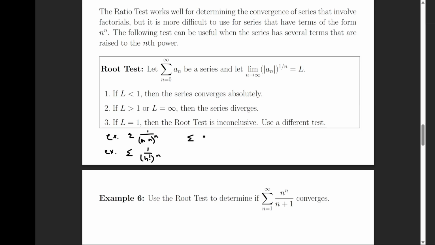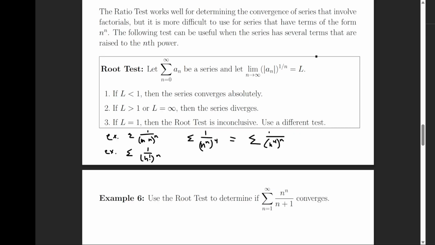Or if it looks like this into the n power, but like to the 4th power, you can also use it like this, right? Because you can also rewrite this series. You just switch the exponents, right? So you switch the 4 and the n like that, and then you can use the root test.